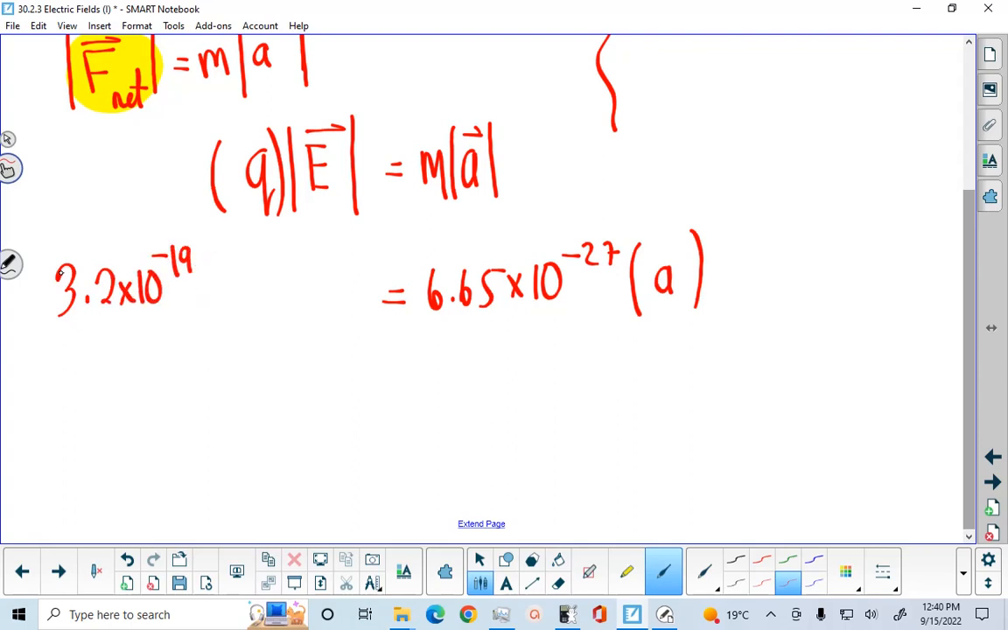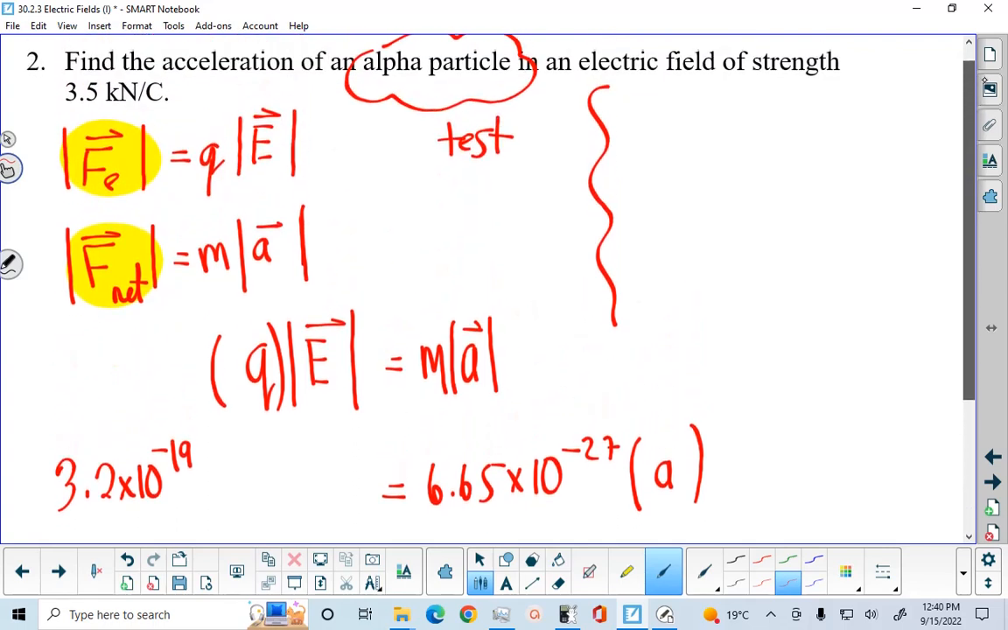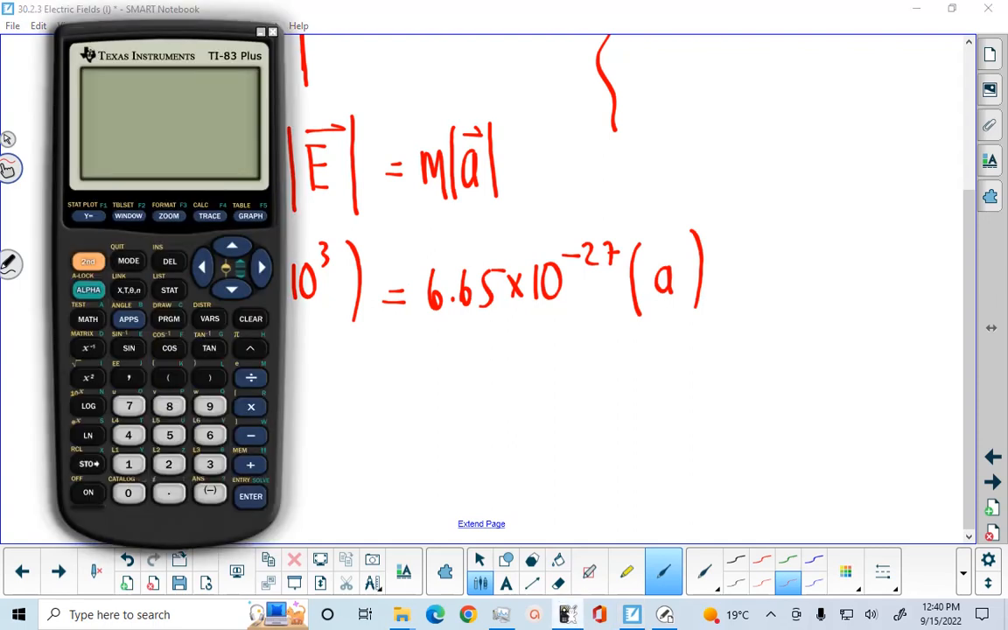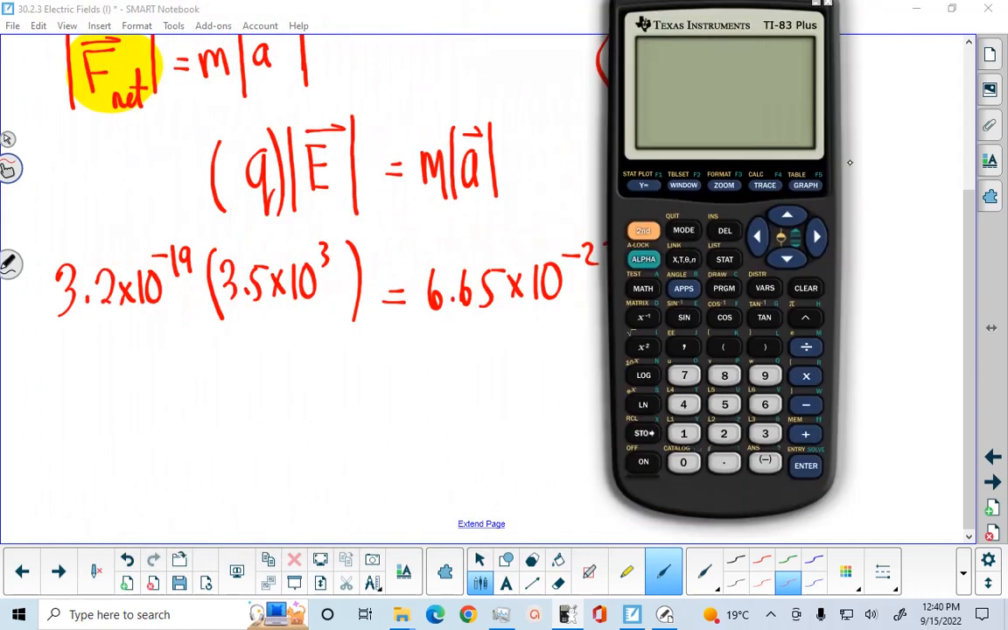And you can use your calculator for that if you like, but 2 times 1.6 is 3.2. We also have the 3.5 kilonewtons, which is 10 to the 3 newtons per coulomb for the electric field strength. And there's the equation that we've built, which we can solve for the acceleration.